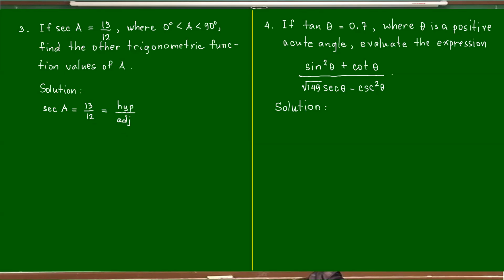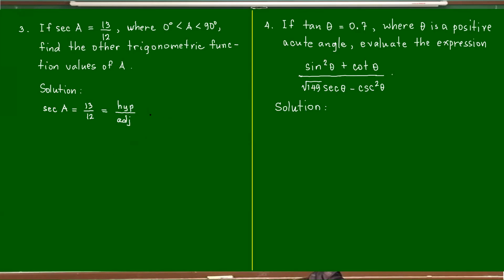But it doesn't mean that the hypotenuse is exactly 13. It's possible that the hypotenuse is 26, but if you take the hypotenuse as 26, you're going to take the adjacent as 24. So arbitrarily, we take hypotenuse as 13, adjacent 12, because 13 over 12 is the simplest form of the ratio equivalent to secant A. The smallest integer that you can have for the hypotenuse is 13, and for the adjacent 12.